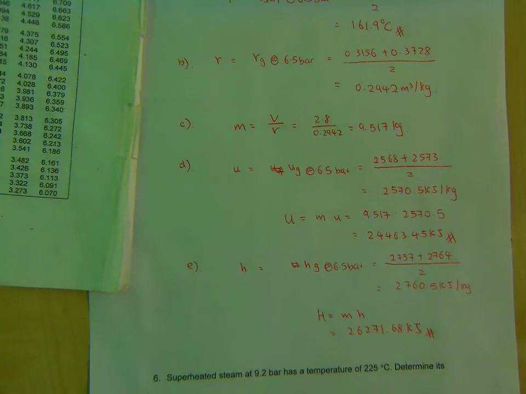So that's it for question number 5. Bear in mind, in this question we never go through the standard interpolation process because 6.5 is in the middle of 6 and 7. That's why we can take the arithmetic average. If it is not in the middle, you cannot just do this. Okay, so we go to the last question.